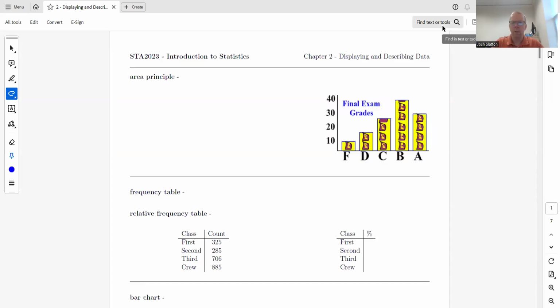So in this chapter 2, we're going to be looking at different ways to display the two main types of variables that we talked about. In chapter 1, we talked about, besides who, what, when, where, why, and how, two different types of variables. So we had the categorical variables.